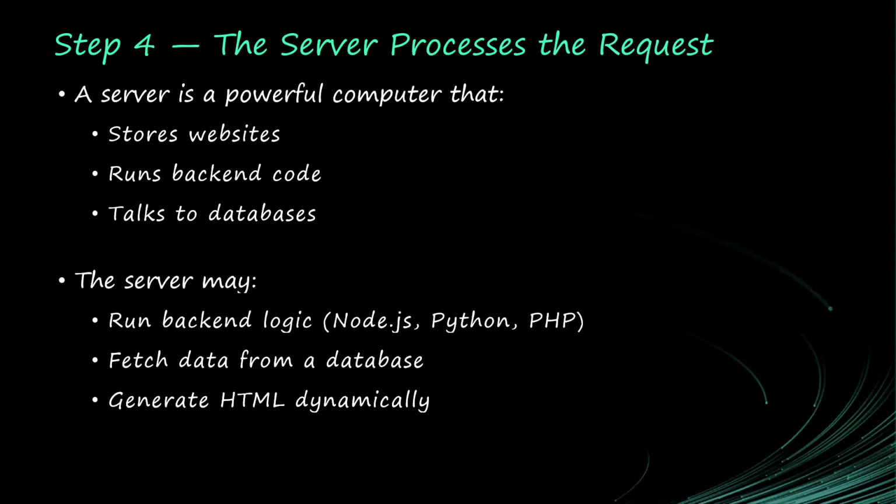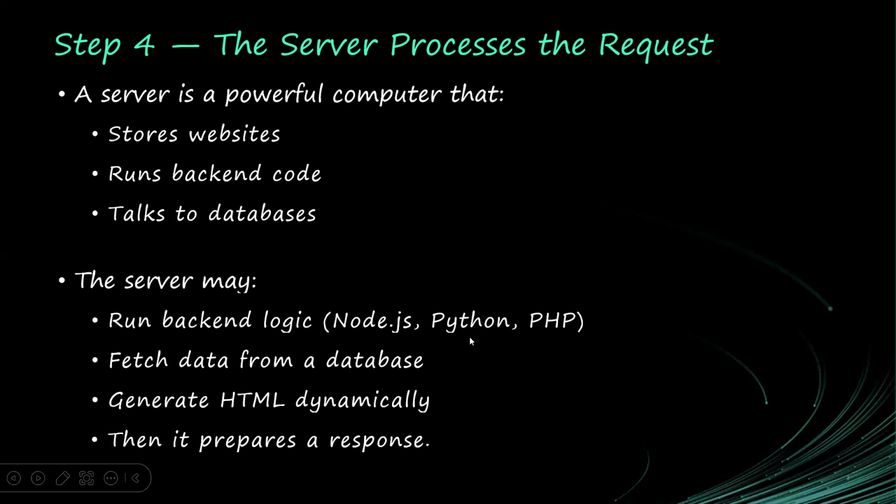So the browser will take your order to the kitchen. Then the server, which is the kitchen, will now process the backend logic, fetch data from the database, prepare your food, and then return your order. So that is how it works. The server does all these things, prepares the response, and gives us the response.